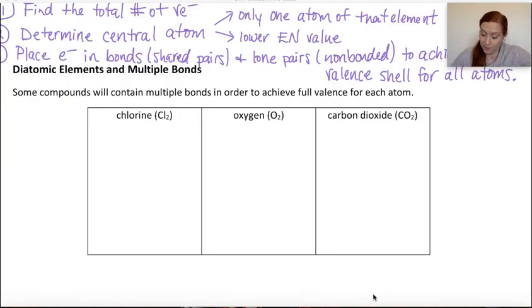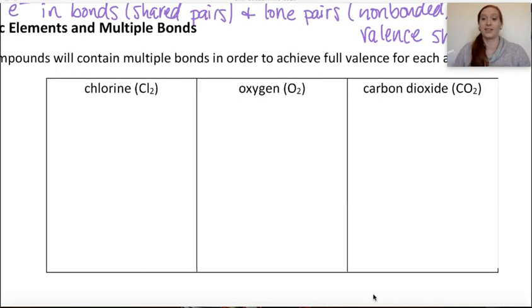Let's look at a few more. We are going to have some compounds that contain multiple bonds in order to give them a full valence shell of electrons. Now, you shouldn't go seeking these out and assuming that these are going to happen from the get-go, but we do want to make sure that we use up all of our electrons and give everything a full valence shell. If you can't do that by simply placing bonds and lone pairs, we're going to have to do some rearranging to get to those qualifications for a correct Lewis structure.